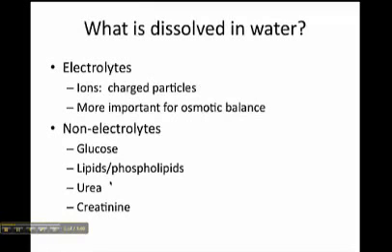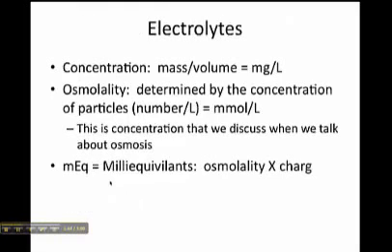Now, what kinds of things do we need to think about that are dissolved in water? So the one that we're going to pay the most attention to is actually ions. These are charged particles like sodium or potassium ions, chloride ions. Those are the biggies that we're going to talk about, maybe calcium ions. And then there are also non-electrolytes: glucose, lipids, phospholipids, urea, creatinine. All of these things are not electrolytes because they are not charged particles.